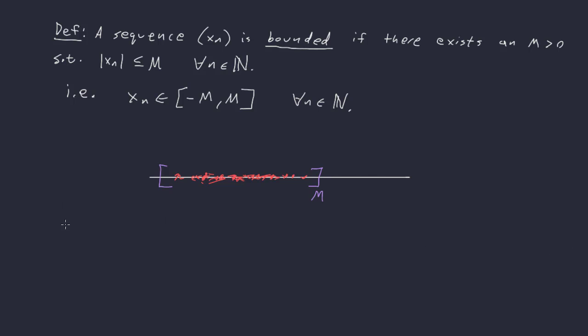Okay, now from here we get an interesting theorem. In the book it's listed as theorem 2.3.2, okay, which says that every convergent sequence is bounded.